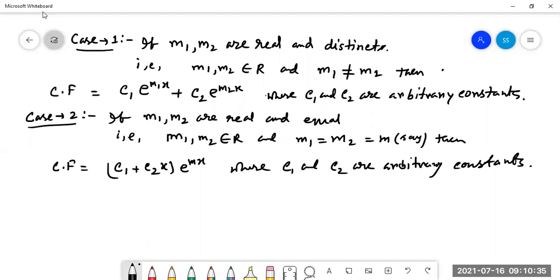Clear? This is formula number 2. When both roots of the auxiliary equation are real and equal, then the CF is equal to C1 plus C2x into e to the power mx. When roots of the auxiliary equation are real but distinct, then the CF is equal to C1 e to the power m1x plus C2 e to the power m2x. Clear? These are the formulas. Now case 3.